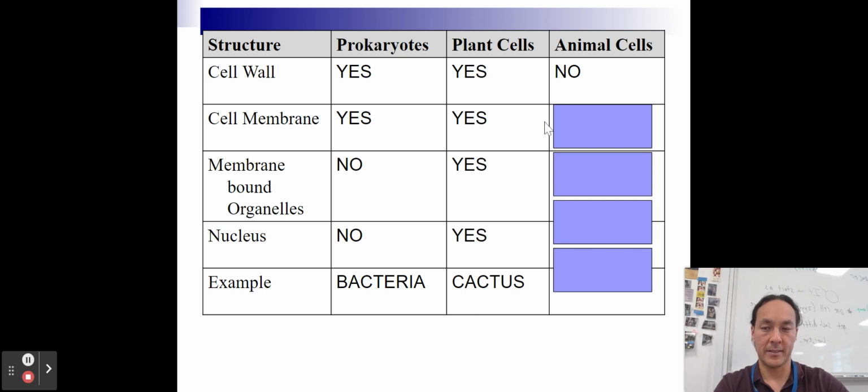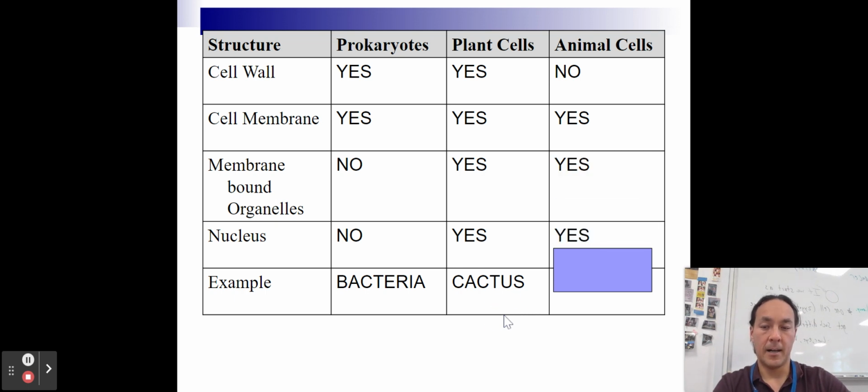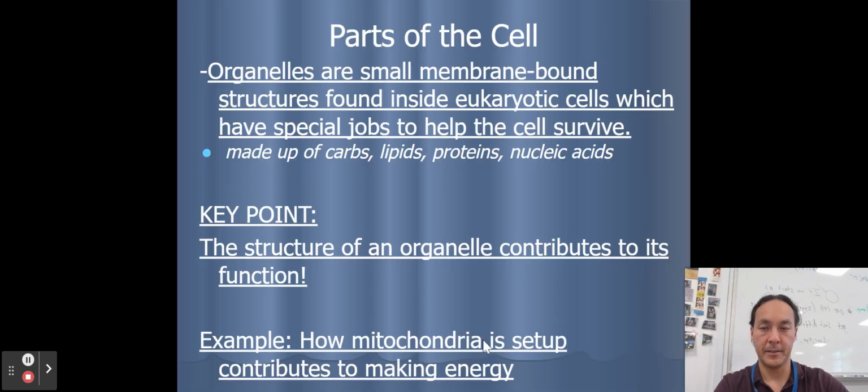Animal cells do not have a cell wall. Cell membrane? Yes. Do they have membrane-bound organelles? Yes. Nucleus? Yes. An example could be a human cell, or an intestinal cell. Notice how they all have a cell membrane. The cell membrane is really important, and we're going to do a whole other video on that in a little bit.